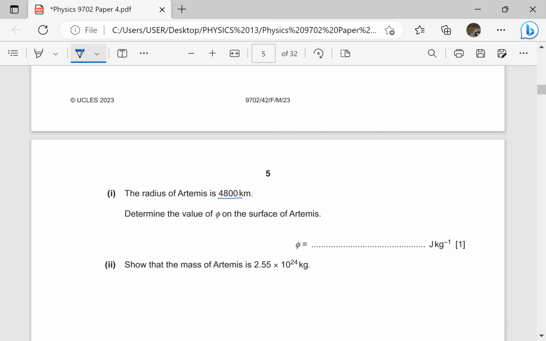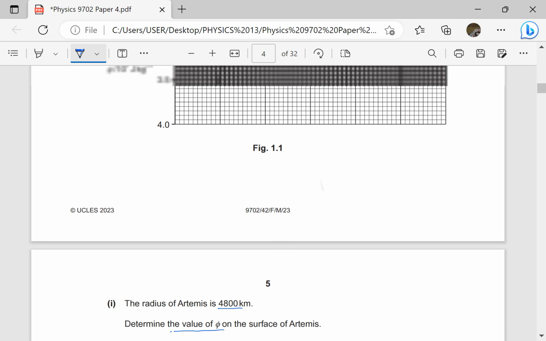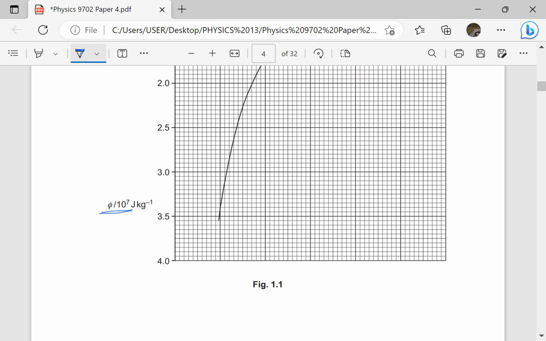Determine the value of phi on the surface of Artemis. The radius is 4,800 kilometers. So we shall go back and hunt for the radius of 4,800 kilometers.